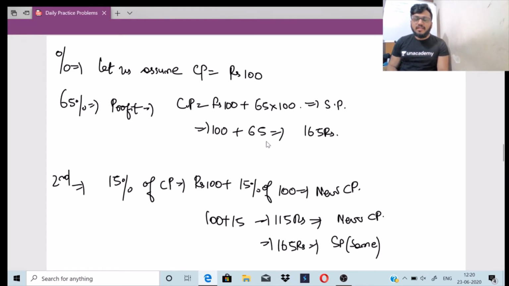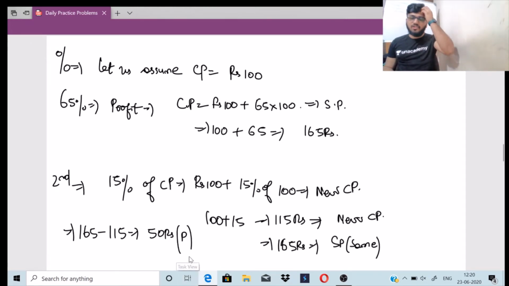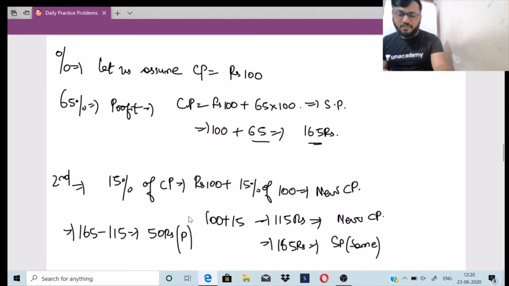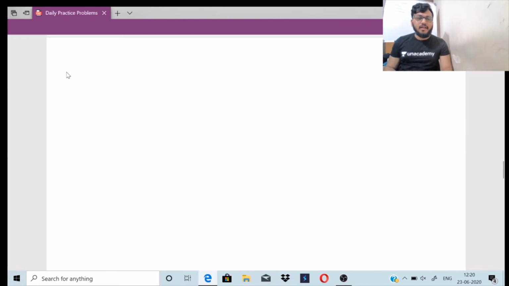Okay, so here how much profit did I get? Here I got 65 rupees of profit, but how much profit am I getting here? So I am getting 165 minus 115, so I am getting a total of 50 rupees as profit here, right? Here I was getting 65 rupees, here I'm getting 50 rupees. The profit decreased. Why?